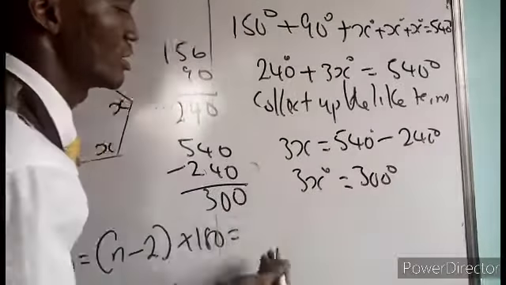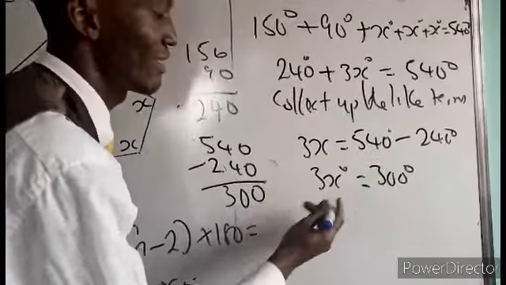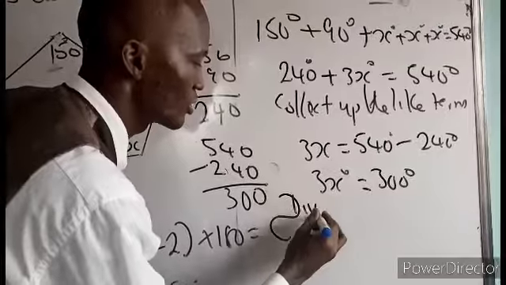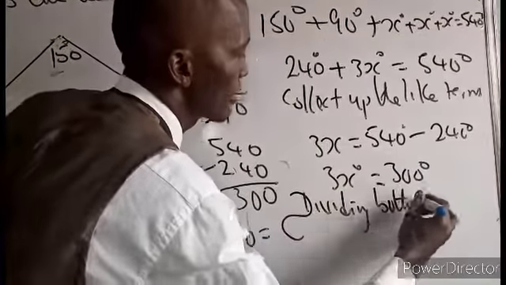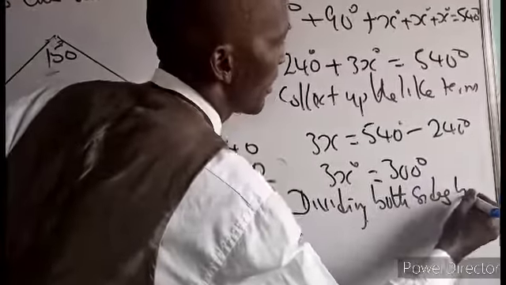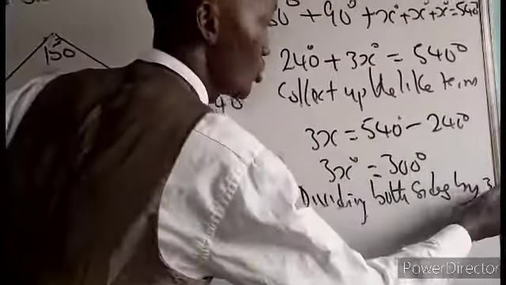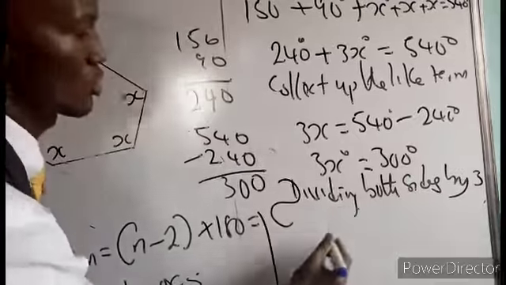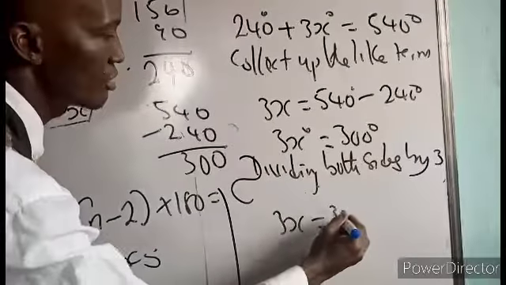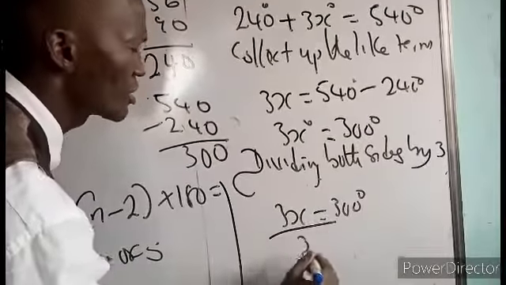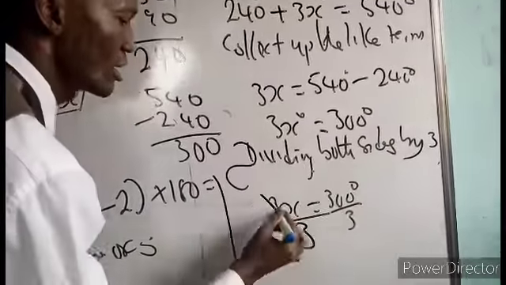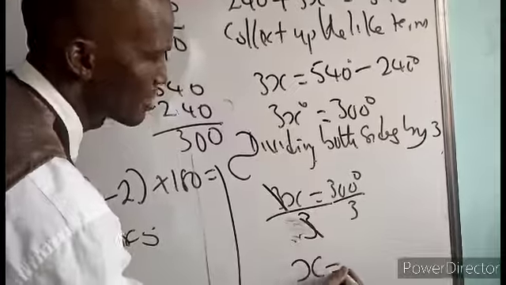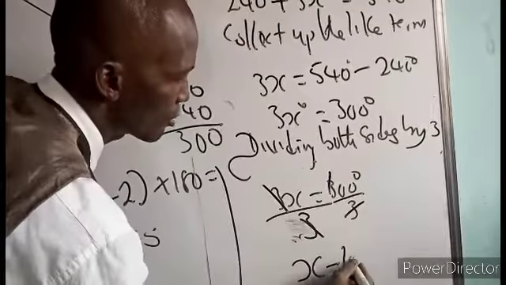300 degrees. In mathematics, whenever anyone has an alphabet, it's called dividing both sides. You know what I'm saying? In the equation, the side which has the alphabet, 3x, I know you understand. I've taught you equation. So 3x equals 300 degrees, dividing both sides by 3. This will go with this, eliminate that. So when we cross this, we have 100 degrees.